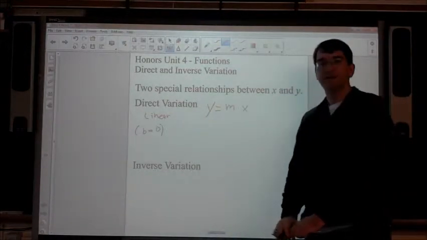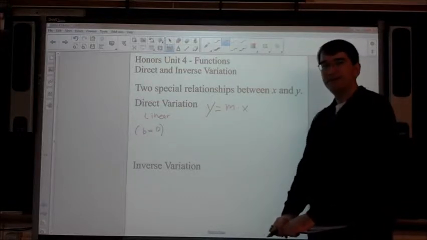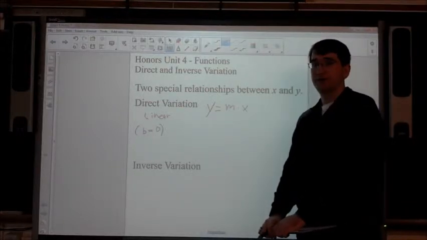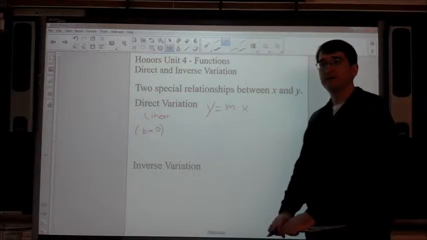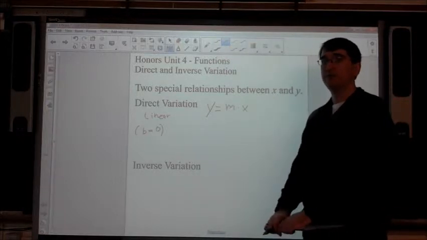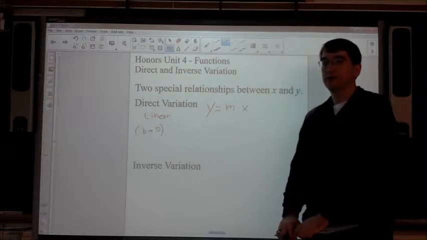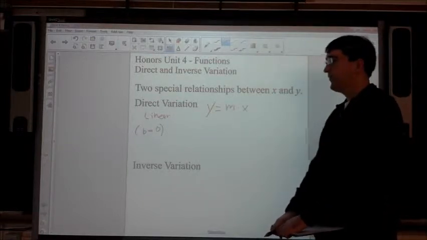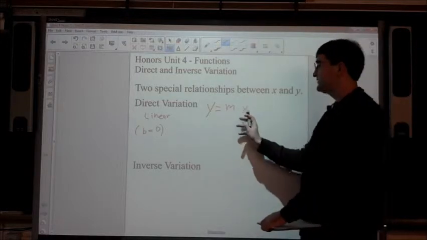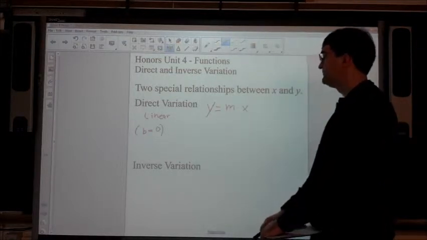The y-intercept is 0. And think of it again, if you're driving at 0 miles per hour, it means you're not moving. So it doesn't matter how long you sit there at 0 miles per hour, for an hour, 2 hours, 3 hours, you're not going to go anywhere. So there's no y-intercept. When x is 0, then y is 0.